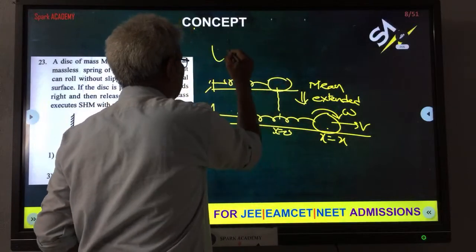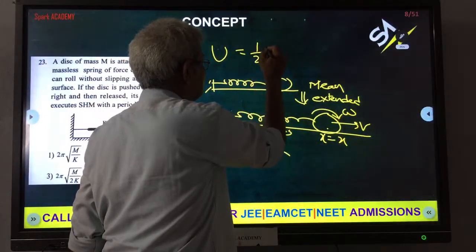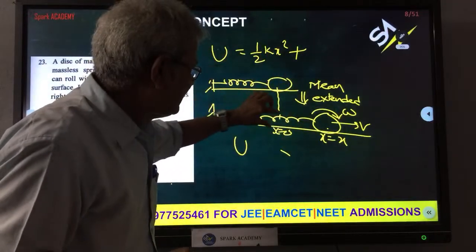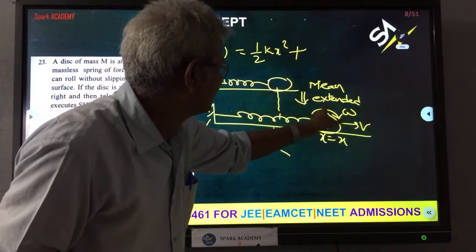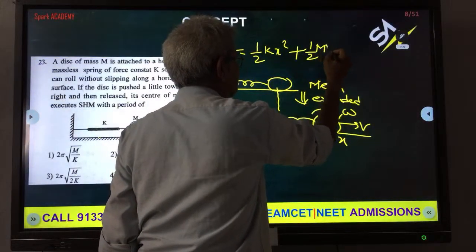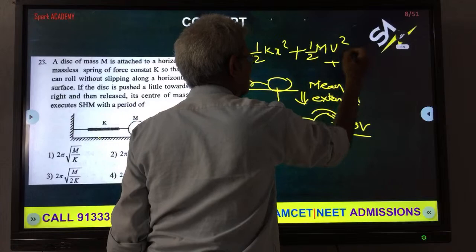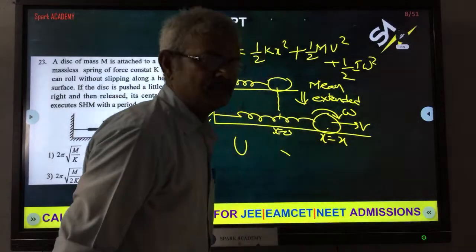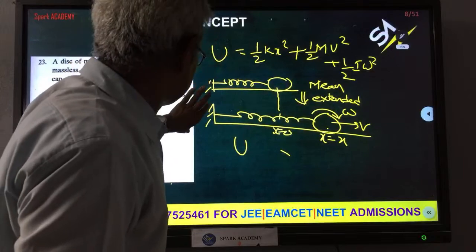Whatever energy you have supplied, a part of the energy went into stretching the spring by x, that is half kx square. And it also gave velocity, so half mv square, plus it is also rotating now, half I omega square. Understood? So this equation is the energy U with which you have pushed it.